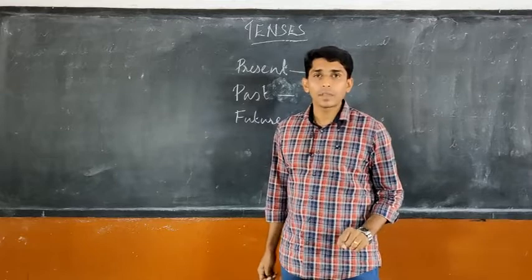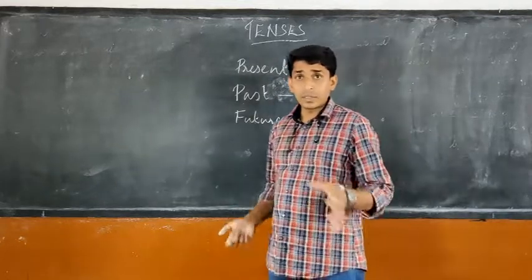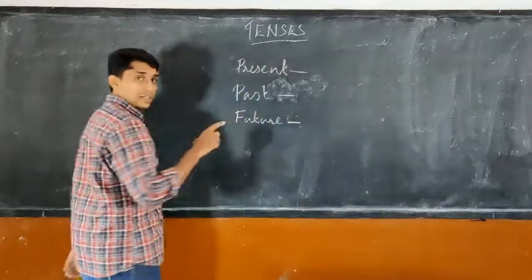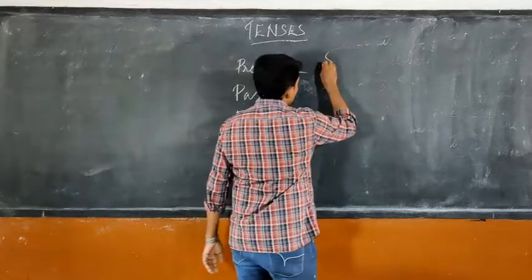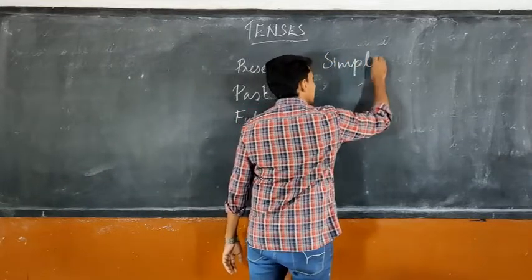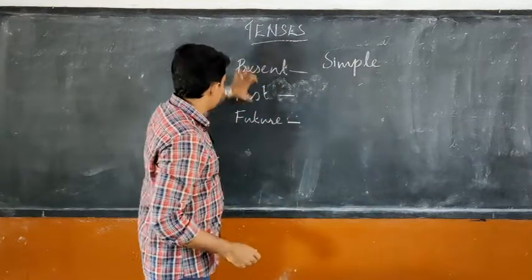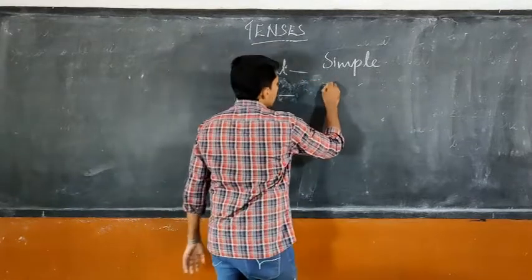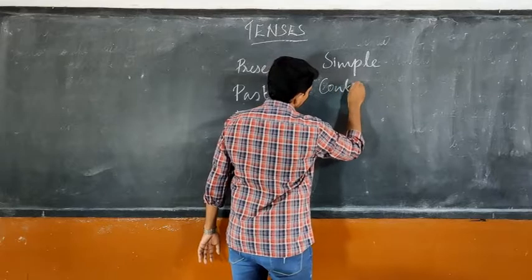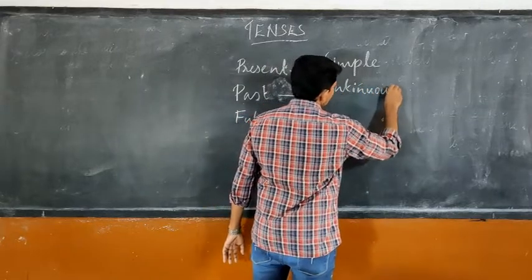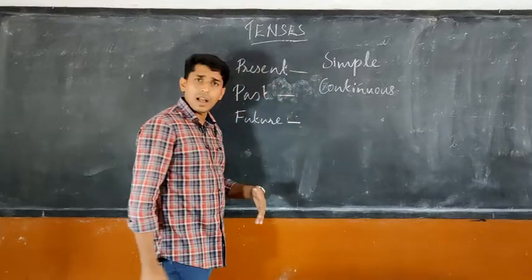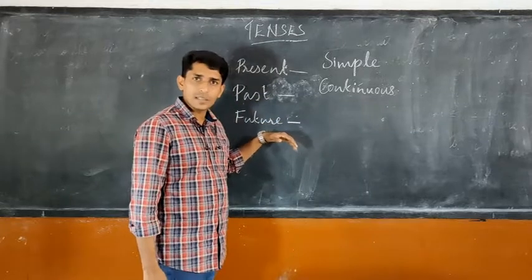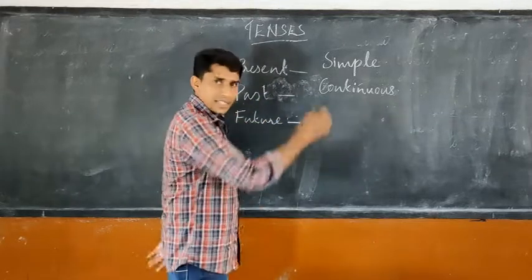Very simple. Okay. So we already know that these three tenses are subdivided, isn't it? If they are subdivided, the first one is simple. All the tenses have simple forms. Simple present is there, simple past is there, simple future is there. The second one is continuous. All the three have continuous forms. Present continuous is there, past continuous is there, and also there is future continuous. We will see everything in detail later, but just see.